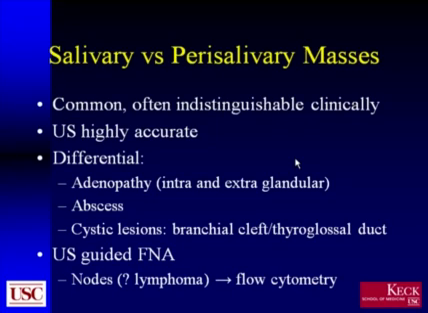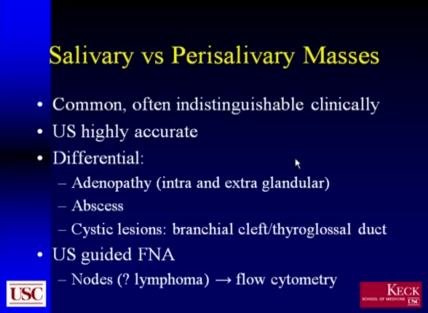Now another use for ultrasound is in the differentiation between primary salivary masses and perisalivary masses. Again, these are common and usually indistinguishable clinically by palpation. Ultrasound, on the other hand, is highly accurate in this job. The differential typically of perisalivary gland masses, and most of these occur around the submandibular gland, is going to be adenopathy, both intra and extraglandular, abscess formation, and various cystic lesions such as branchial cleft or thyroglossal duct cyst.